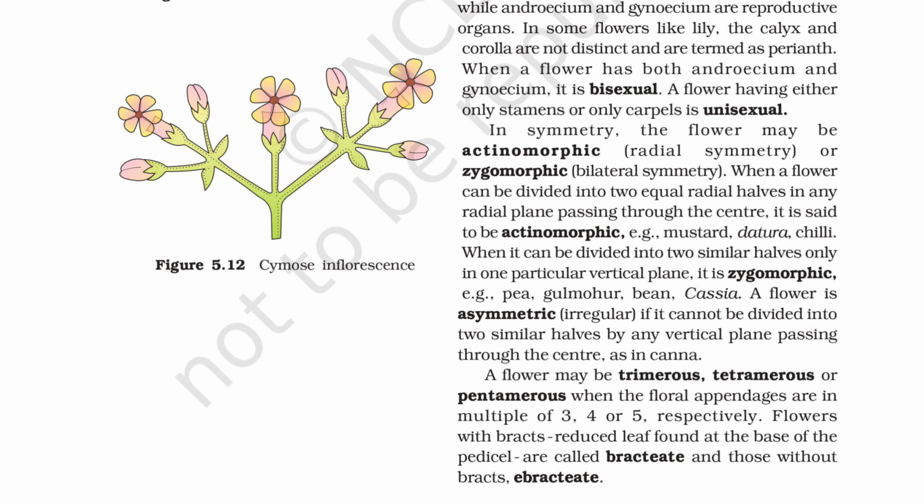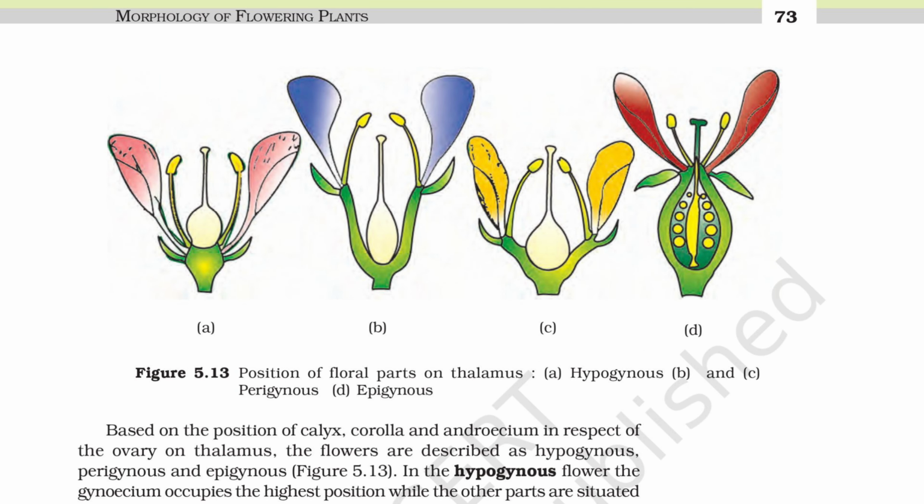A flower may be trimerous, tetramerous or pentamerous when the floral appendages are in multiples of 3, 4 or 5, respectively. Flowers with bracts, reduced leaf found at the base of the pedicel, are called bracteate, and those without bracts, ebracteate. Based on the position of calyx, corolla and androecium in respect of the ovary on thalamus, the flowers are described as hypogynous, perigynous and epigynous.